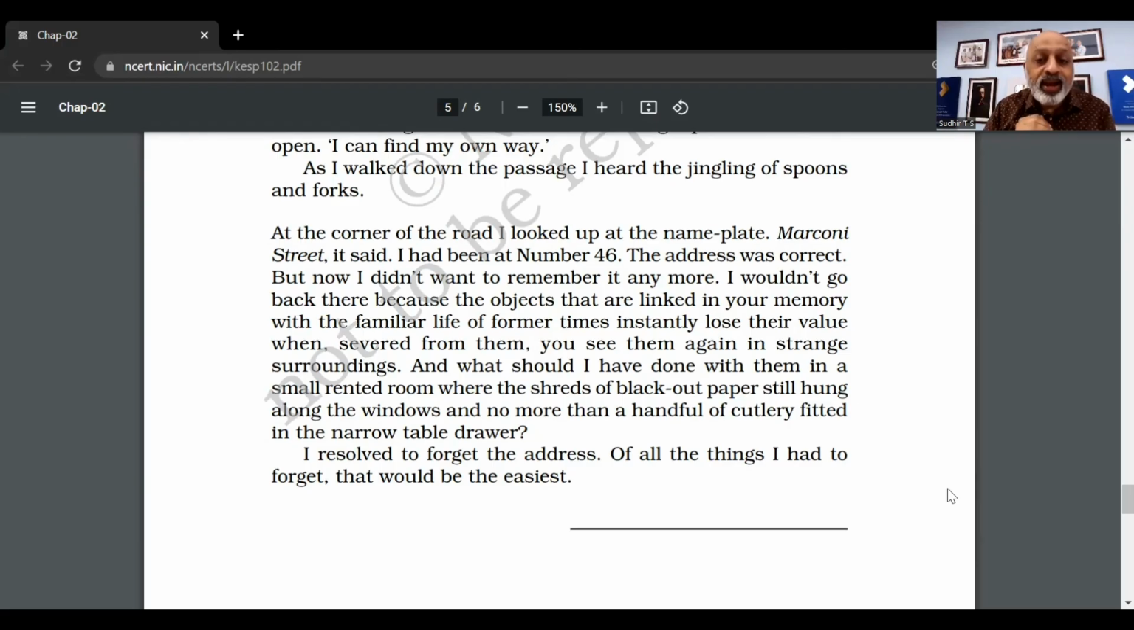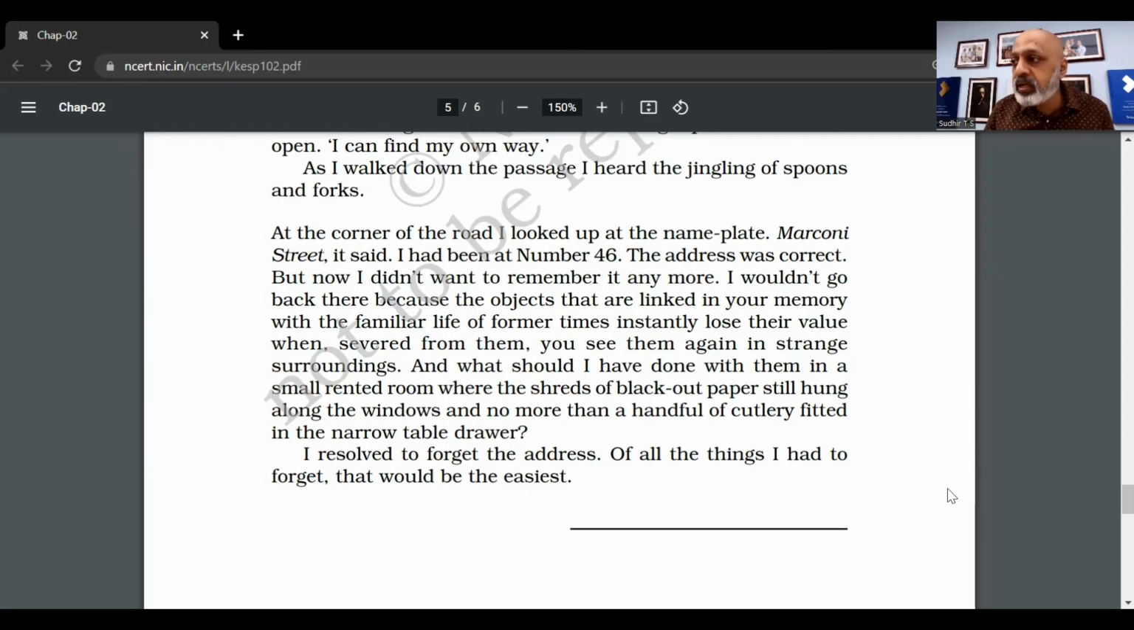And no more than a handful of cutlery fitted in the narrow table drawer. I resolved to forget the address. Of all the things I had to forget, that would be the easiest. So she says she no longer wants to remember the address. And this is an important question. I'll just go through the question. Why did the narrator want to forget the address or not want to go back?